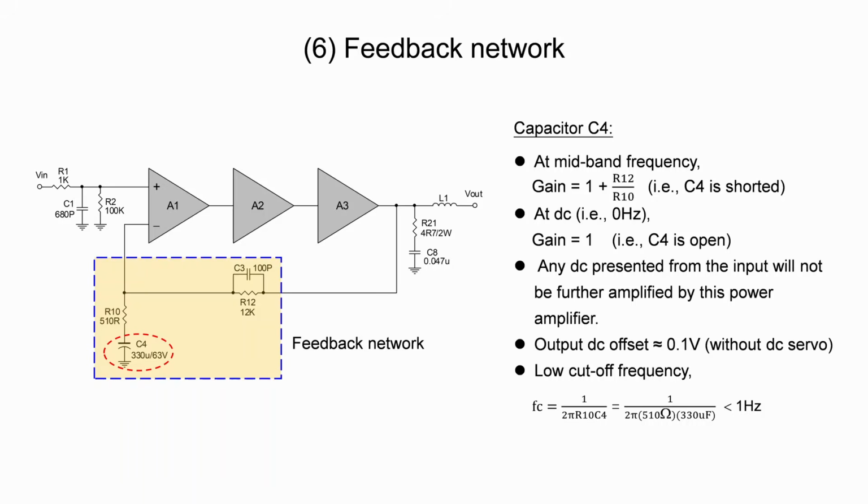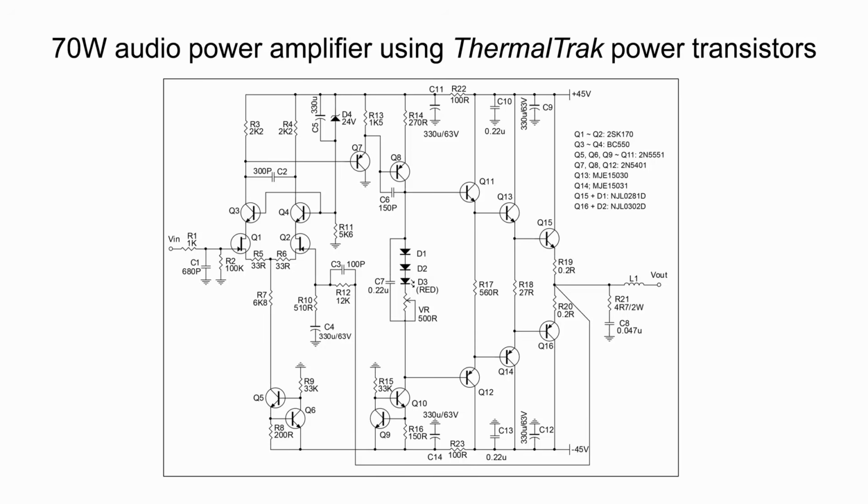It does not affect the gain of the amplifier from mid to high frequencies. However, at DC ground level, the gain becomes unity. Therefore, it helps keeping the output DC offset low even if no DC servo circuit is used. The output DC offset for this power amplifier is 0.1 volts, which is good enough. Choose a large capacitor C4 so that the cutoff frequency is far below the audio band. As you can see here, no DC servo circuit is employed in this power amplifier.